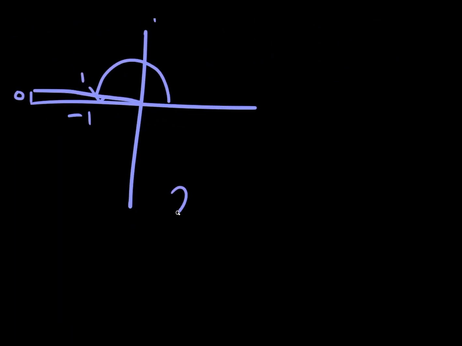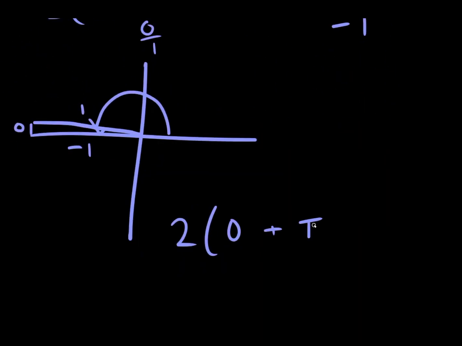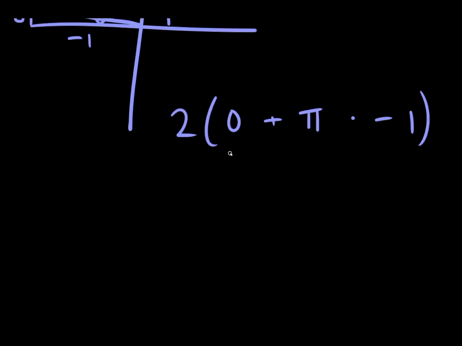So we'll get that 2 times 0 plus pi times -1 is our answer. We'll get that 2 times -pi, which is just -2 pi.